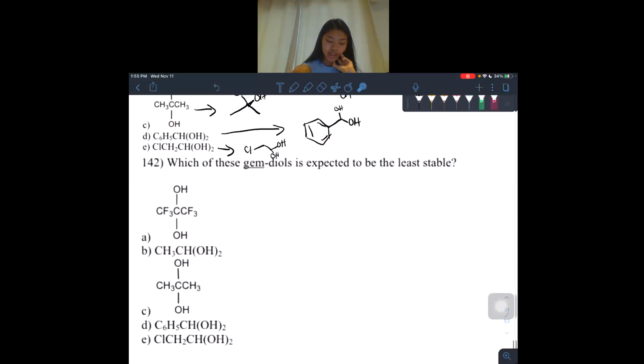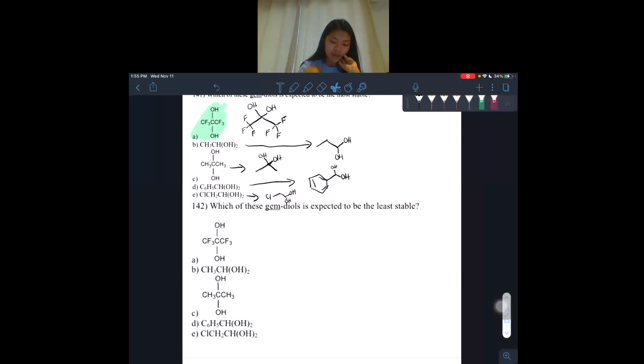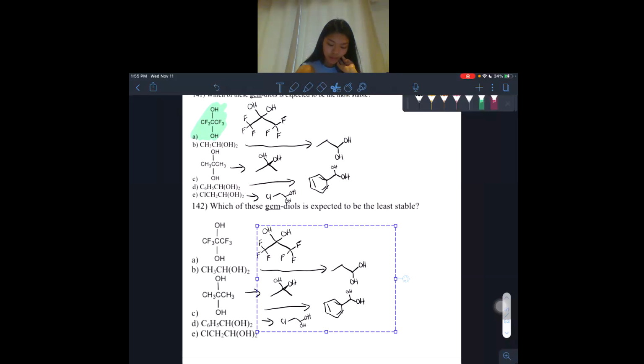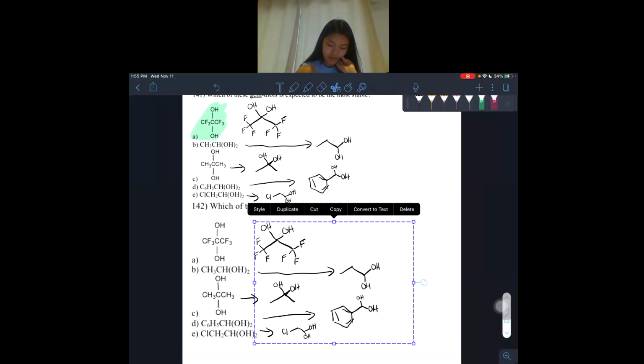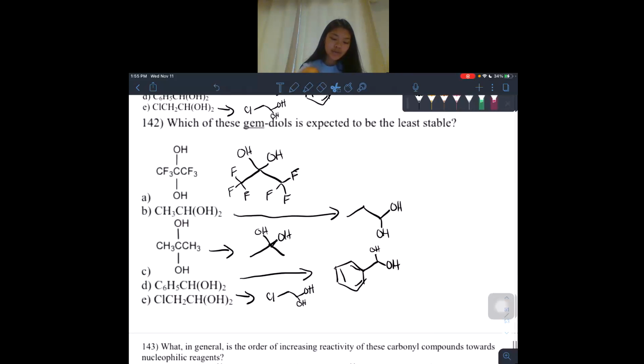All right. So, on the flip side, I really don't want to draw out all these molecules again, so I'm going to copy and paste them. Duplicate. And bam. I think that'll look good. Just like that. Okay. So, which one of these do you think would be the least stable? We already know that this one is the most stable. So, out of the 4 that we have left, which one do you think is going to be the least stable?